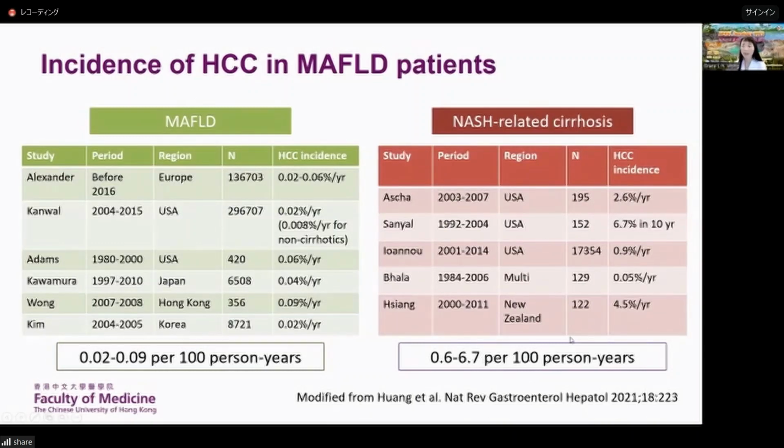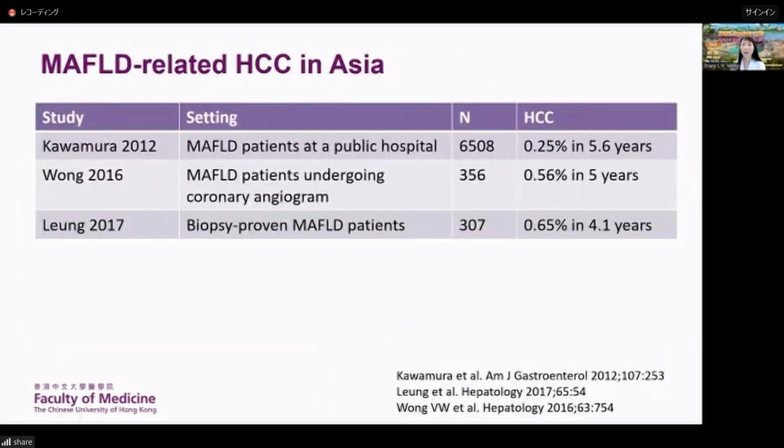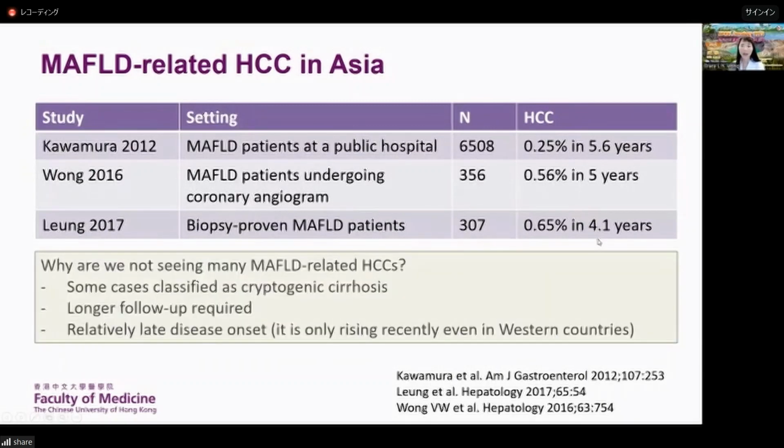So you may argue that this risk level is even higher than in patients with cirrhosis related to other chronic liver diseases. So MAFLD-related HCC in Asia is a key problem. Like these few key studies in our region showing that it will occur in a range from 0.25% over 5 to 6 years or 0.65% over 4 years.